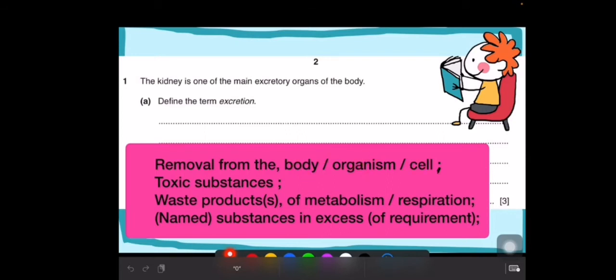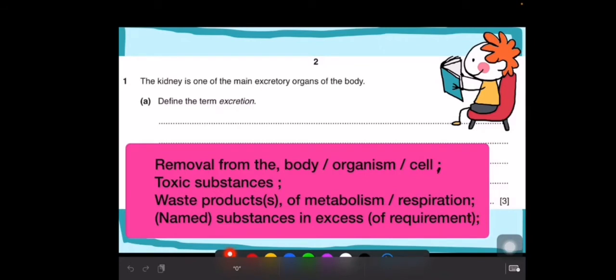So let's say kita buat removal from the body. Dapat dah satu markah, MP1. Removal of what? Toxic substances. Another one mark. Waste product of metabolism. Another one mark. Ataupun you tulis waste product of respiration. Also can get mark. So either one. Slash meaning that either one. Okay, semicolon, another one mark kan. And then you boleh name substances in excess of requirement. Another semicolon, so mean another one mark.